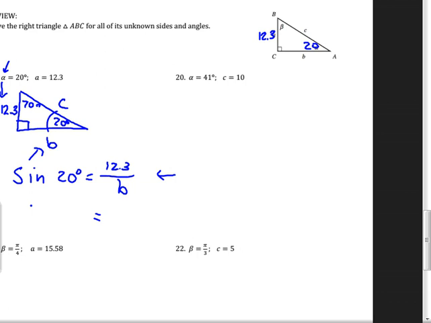Oh, thank you. Yep. If you were taking notes, which you should have been, everybody change that B to a C. Thank you very much, Zoe. And now that's why I couldn't find the other one. Maybe I should do tangent. Tangent, TOA, opposite over adjacent. 12.3 over B. And now all I got to do is solve for B.